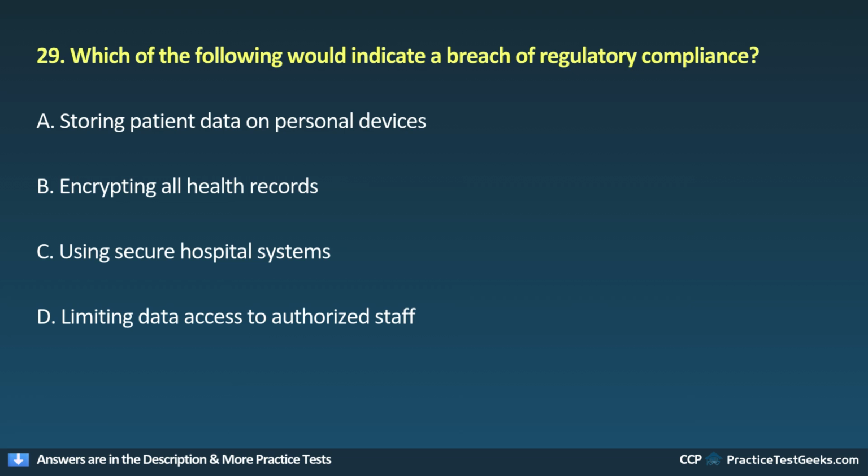29. Which of the following would indicate a breach of regulatory compliance? A. Storing patient data on personal devices. B. Encrypting all health records. C. Using secure hospital systems. D. Limiting data access to authorized staff.